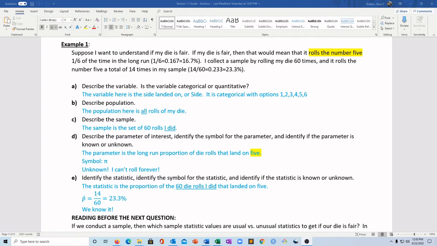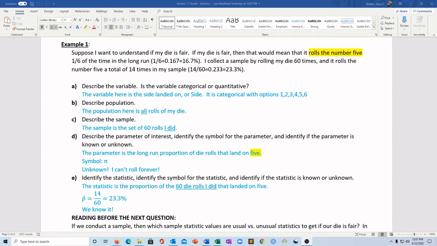So if a die is fair, then that would mean that it rolls the number 5 1/6 of the time in the long run. So in order to understand this, I'm going to collect a sample of these rolls forever and ever and ever, but I'm only going to do it 60 times. I roll the die 60 times.